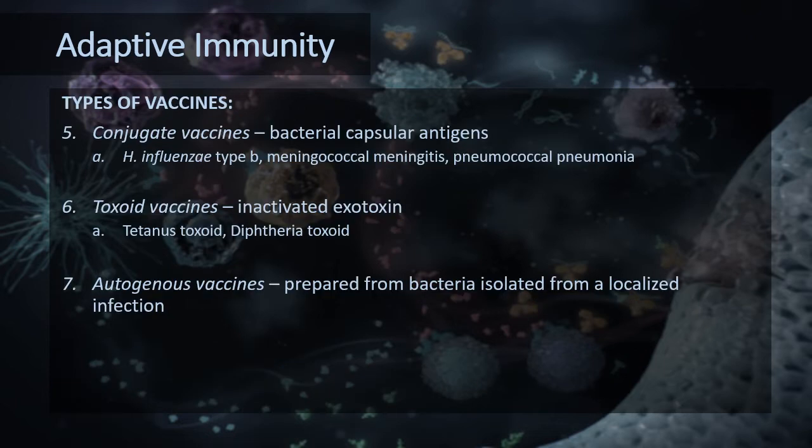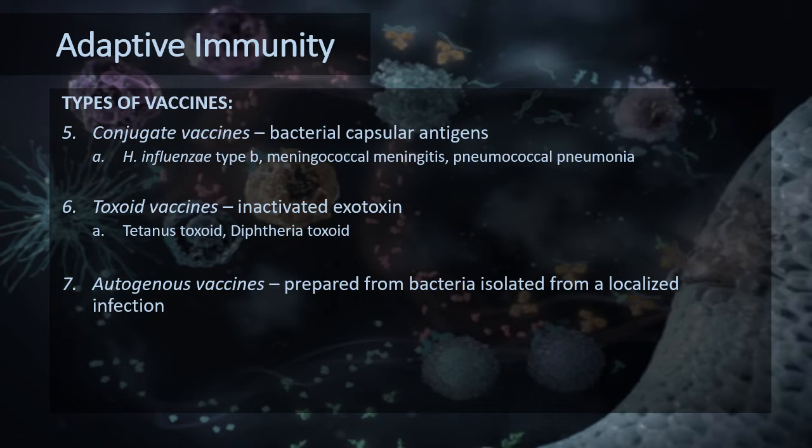Fifth, we have the conjugate vaccines. So this type of vaccine is made by conjugating bacterial capsular antigens to molecules that stimulate the immune system, since these bacterial capsules are not that antigenic. So we have the following examples: the Haemophilus influenzae type B, meningococcal meningitis, and pneumococcal pneumonia. Sixth, we have the toxoid vaccines. This utilizes exotoxins that are inactivated by heat or chemicals. This type of vaccine neutralizes exotoxins of pathogens. Examples are the tetanus toxoid and the diphtheria toxoid.